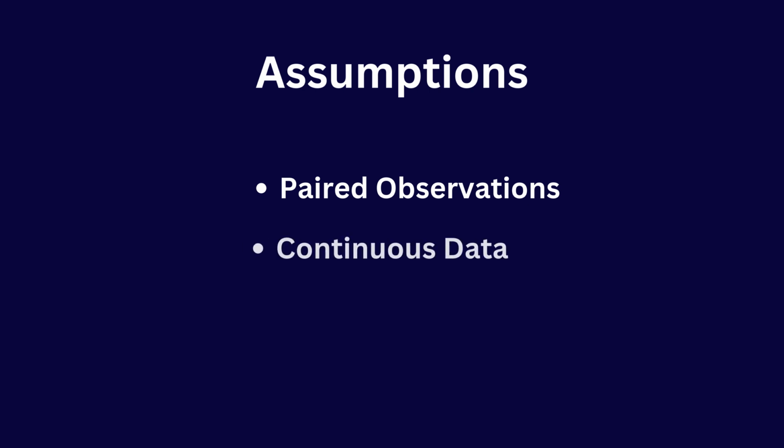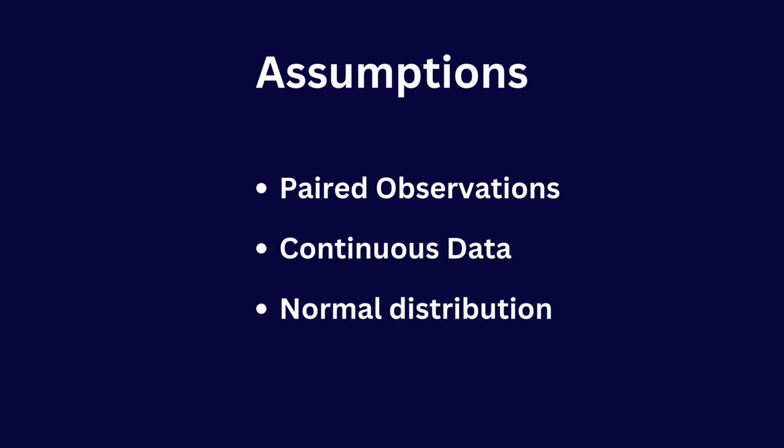Before you perform the test, ensure these assumptions are met. Paired observations: the data must come from related groups, such as the same individual measured twice. Continuous data: the dependent variable should be measured on a continuous scale, like height, weight, or test scores. Normality: the differences between paired observations should approximately follow a normal distribution. This can be checked using a normality test like the Shapiro-Wilk test or a visual method like a histogram.